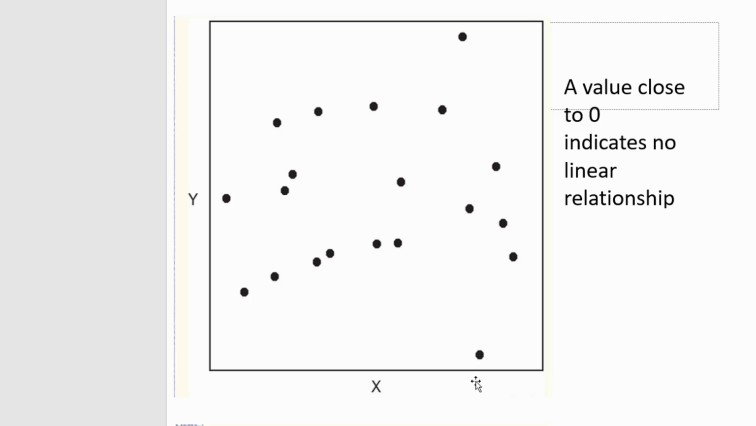Now look at the third example. This indicates a 0 correlation coefficient. That means there is no relationship between x and y. When you look at this scatter plot, you can clearly see that we cannot find any relationship between y and x, and this belongs to a correlation coefficient equal to 0.